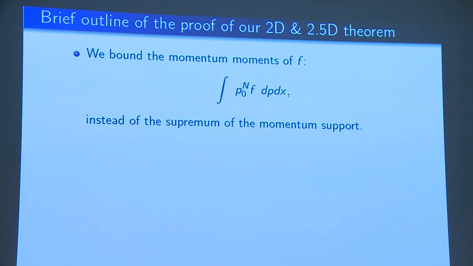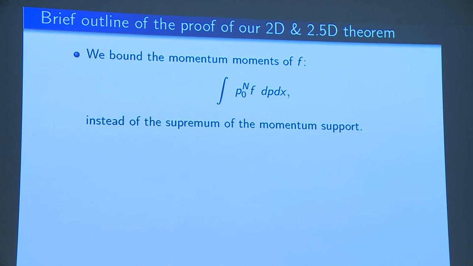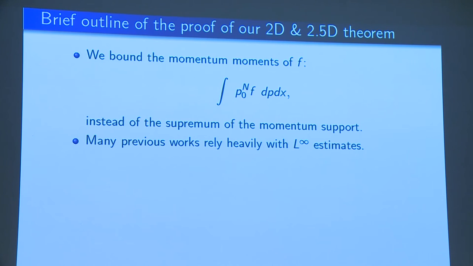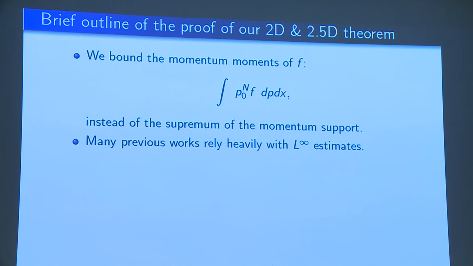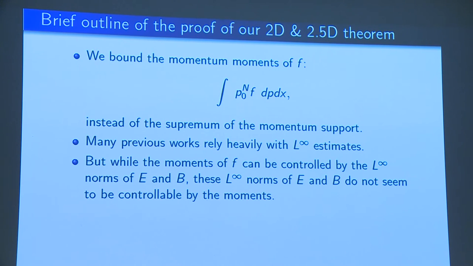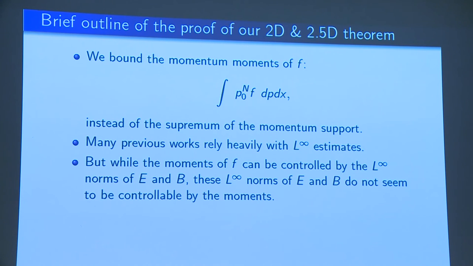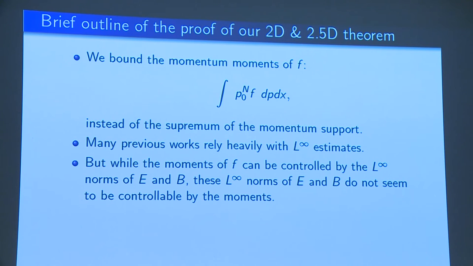I'll give you a quick brief outline of the 2D and the 2.5D theorem. So you bound the moments, the nth powers of F integrated, instead of the supremum of the momentum support. Many previous works rely heavily on L-infinity estimates, but L-infinity estimates are a problem. While the moments of F can be controlled by the L-infinity norms of E and B, these L-infinity norms of E and B cannot be controlled by the moments, so you have to do something else.